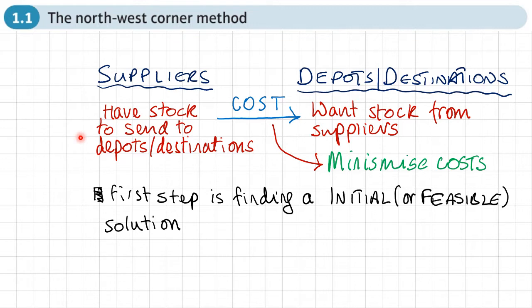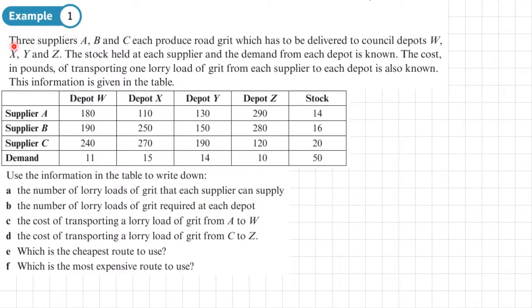Now, I'm not going to go through all the steps of the algorithm here, because that can be long and tedious and you may still not understand what to do. So I'm going to go through the steps of the algorithm in an example. So example 1, 3 suppliers A, B and C. So you can see the suppliers are listed here at the side. Each produce road grit that has to be delivered to council depots W, X, Y and Z.